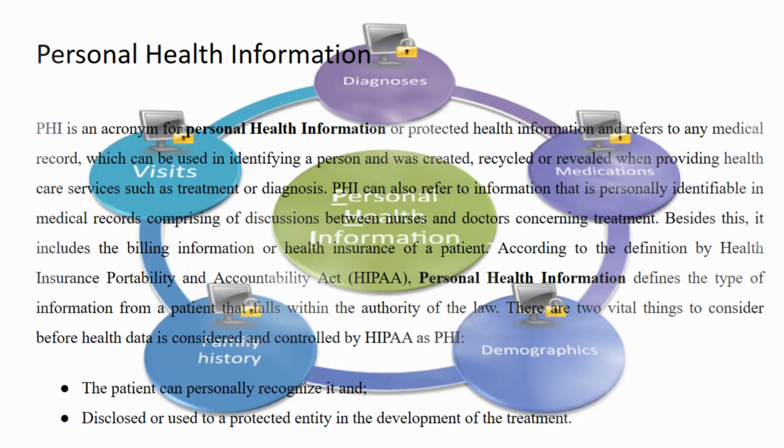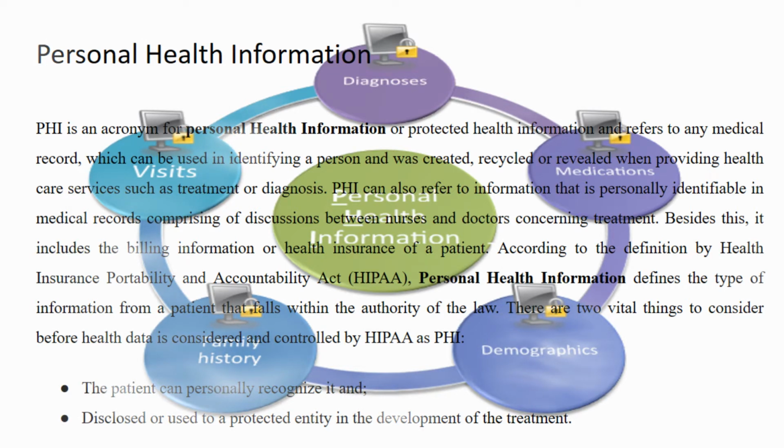Personal health information. PHI is an acronym for Personal Health Information or Protected Health Information and refers to any medical record which can be used in identifying a person and was created, used or disclosed when providing healthcare services such as treatment or diagnosis. PHI can also refer to personally identifiable information in medical records, comprising discussions between nurses and doctors concerning treatment.